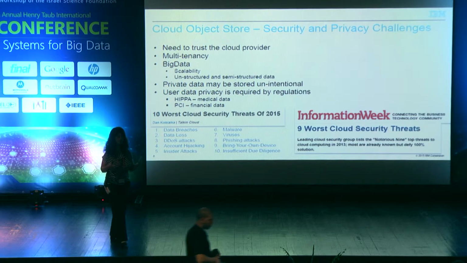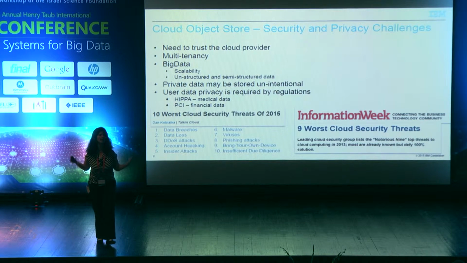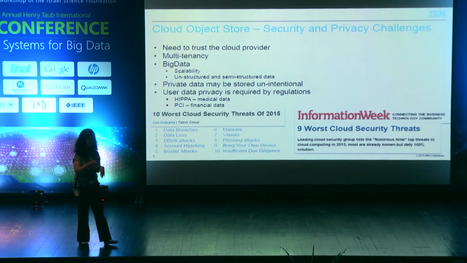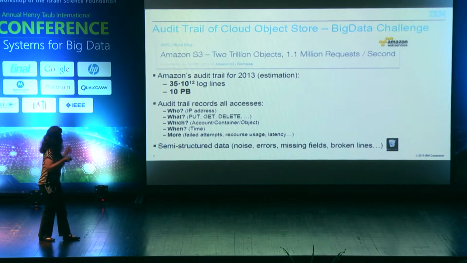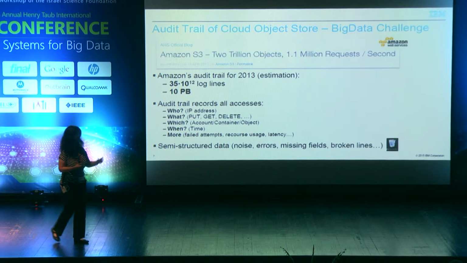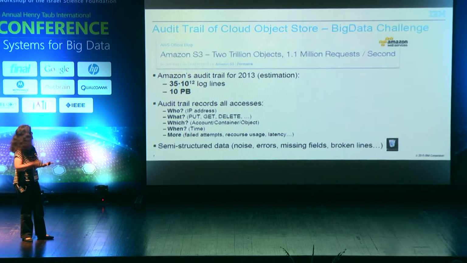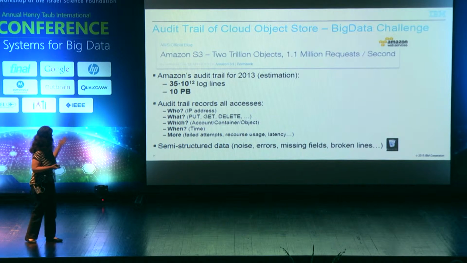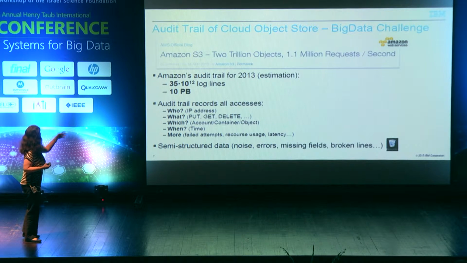And in order to somehow provide security, you need to first understand what's happening in your cloud. In order to do that, you must understand the audit trail. The audit trail is just auditing and understanding all the accesses to the cloud. Who did what? Which IP address, what was done, which account, which container, which object, when it was done, and more information, failed attempts, resource uses, and latency.